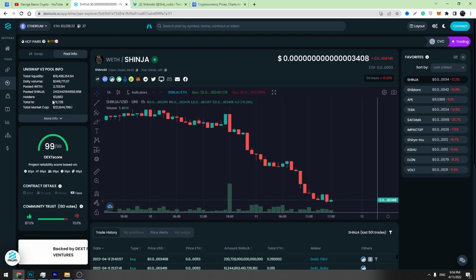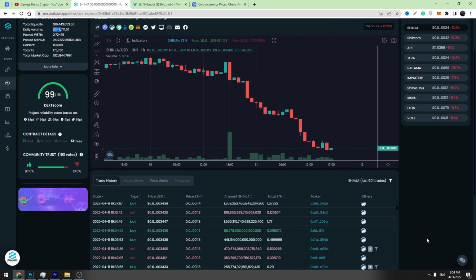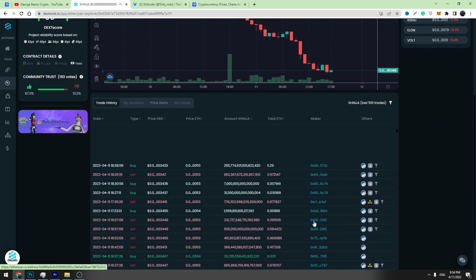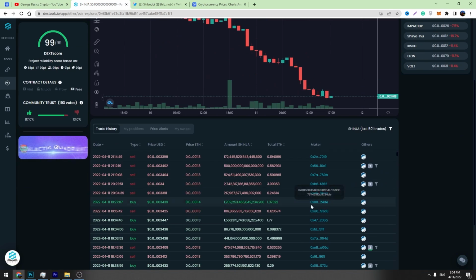So first of all, let's check major stats. Shibnobi is getting near to 64,000 holders. Total market cap is $121 million, and daily trading volume is $349,000. If you check buyers and sellers, a lot of people are selling and also a lot of people are buying Shibnobi in these hours.